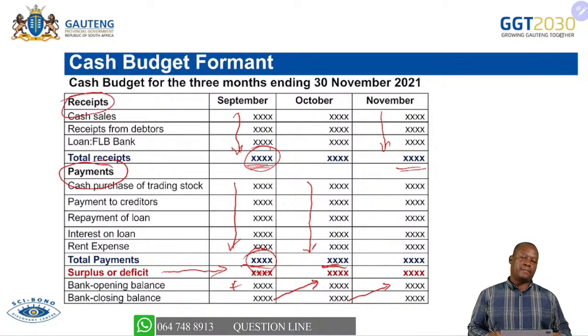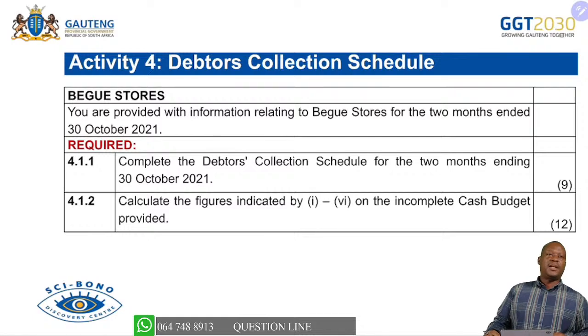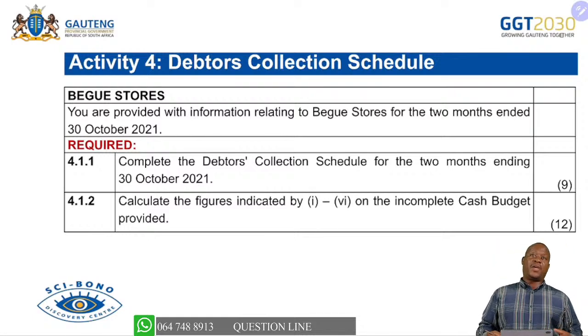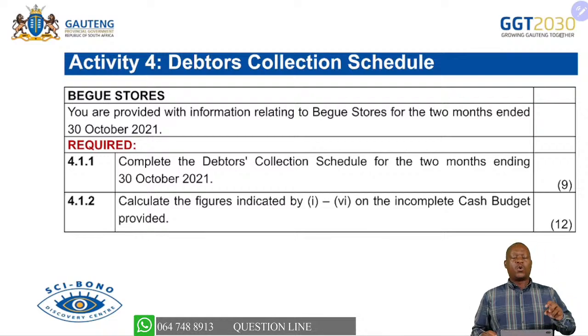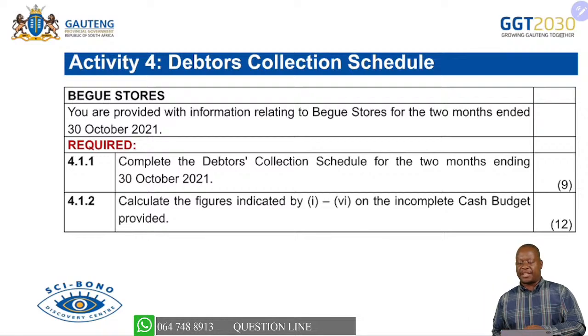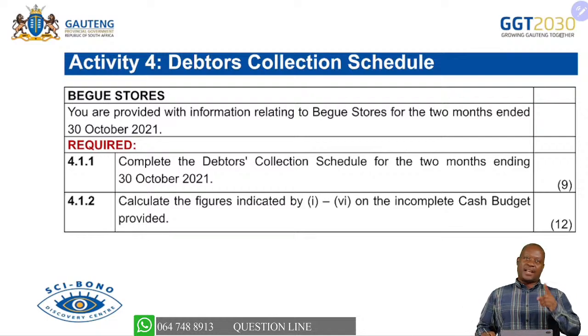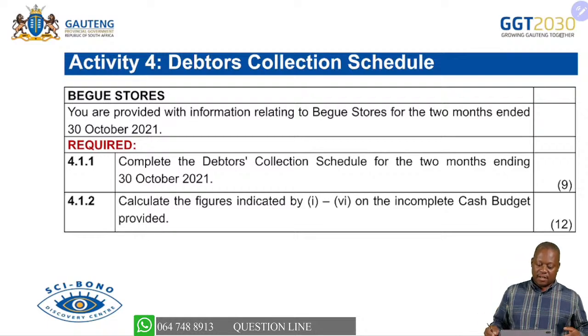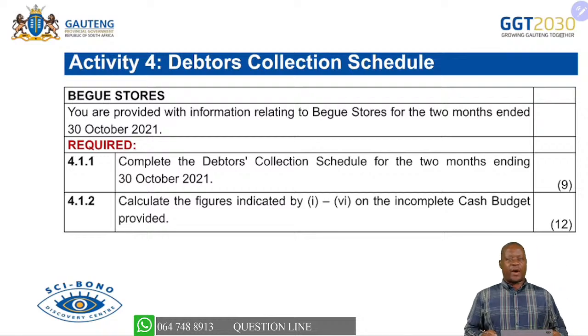Do the right thing. Now, let's go to the final activity for the day. This is going to look into the preparation of the debtors collection schedule, which we are now experts at this point, I know. And then we are also going to move into the preparation of the cash budget. In this case, we are given a cash budget with missing figures, and it's going to be our duty to make sure that we patch in those missing figures so that the cash budget is complete in any way.